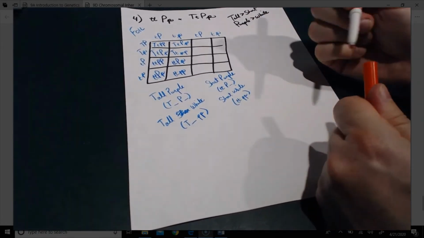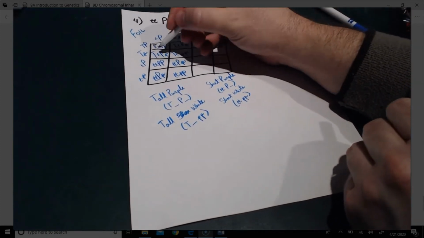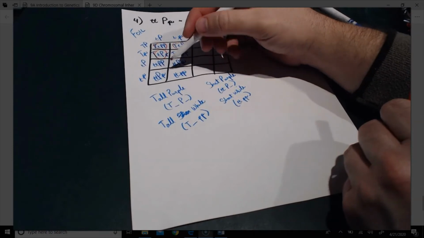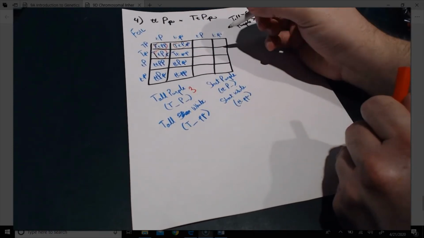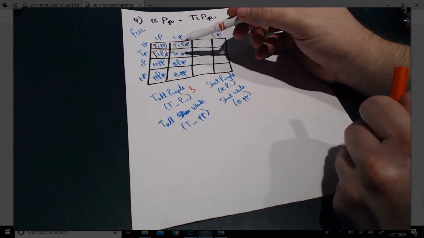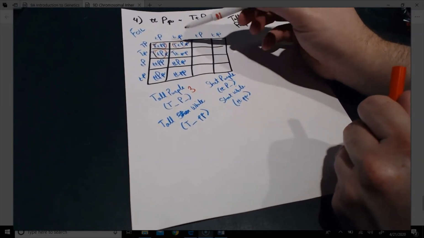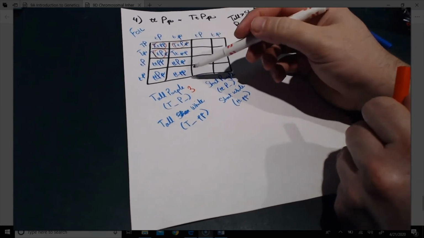All right, so tall purple. Let's see here. I count tall purple, tall purple, tall purple. Okay. I counted 3 of those. Now, it could be a 6 if I did the entire Punnett square, but I'm just going to consider these 2 rows, and I'll explain that at the end.